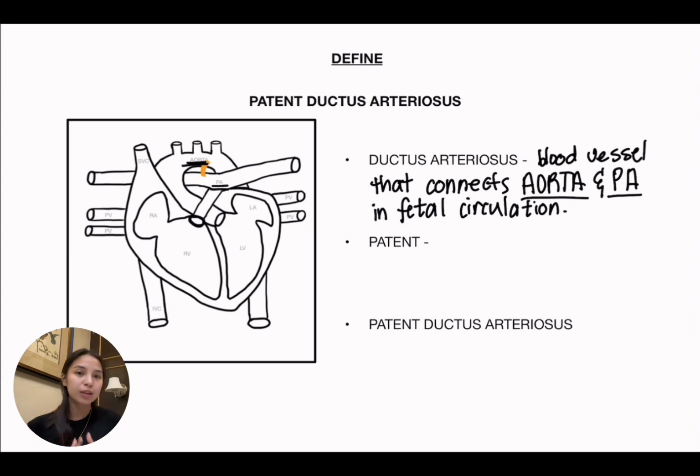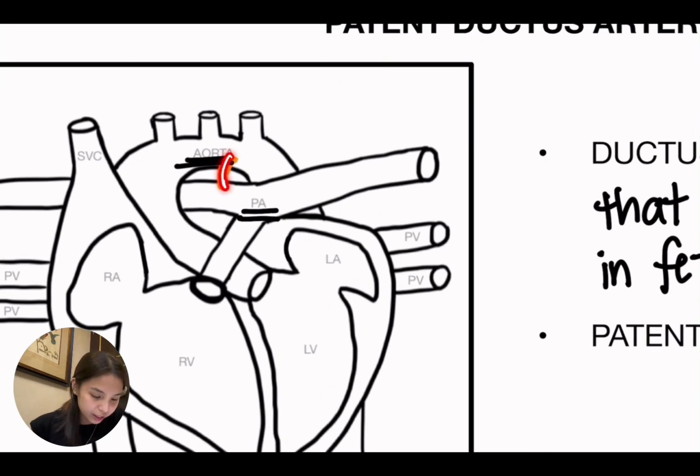Now, why again do these shunts exist? Because the lungs in the fetus do not exist yet. I mean, they exist, but they're non-functional yet. So our body finds a way to bypass the non-functional lungs, which is why these shunts exist. Again, this shunt, the ductus arteriosus, is normal when it is present in the fetus.